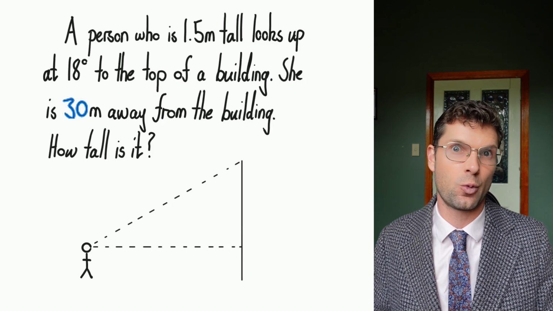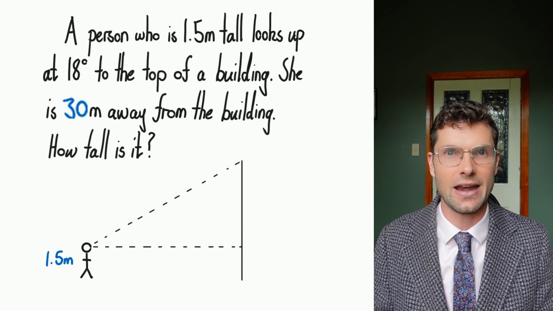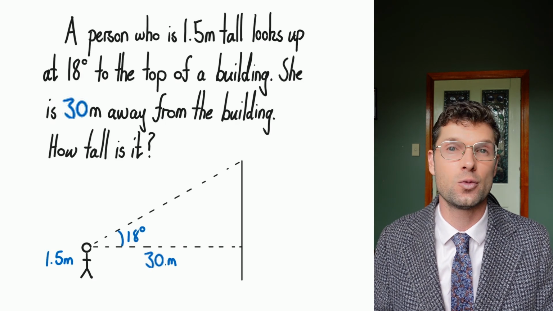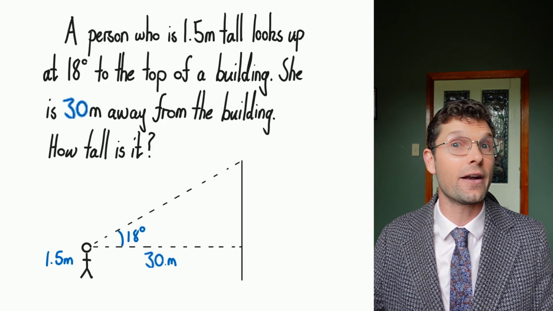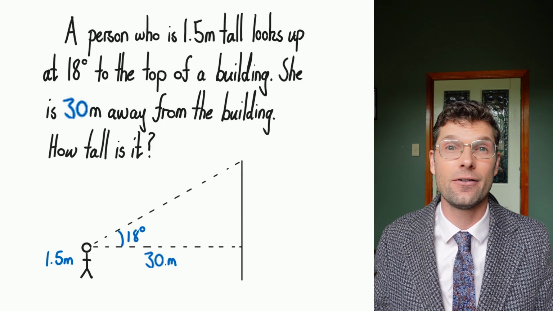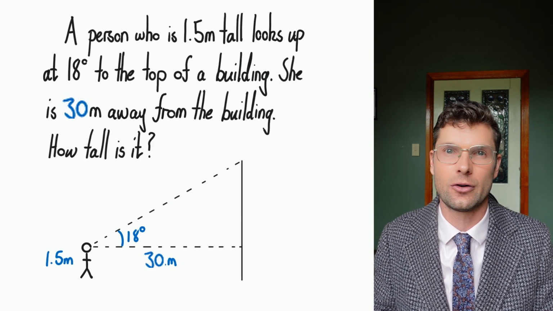So I know the person was 1.5 meters tall, so I'm going to put that in. They're 30 meters away from the building, and the angle of elevation was 18 degrees. We're trying to find the height of the building, so I'm going to put H over here, and now this is everything we need to just do a normal trig operation.